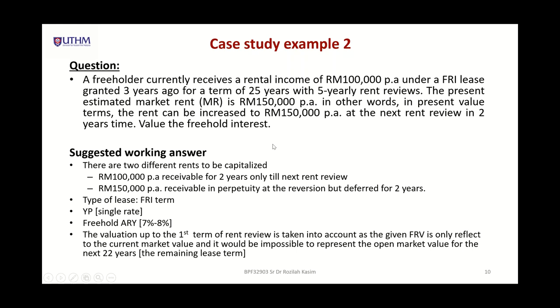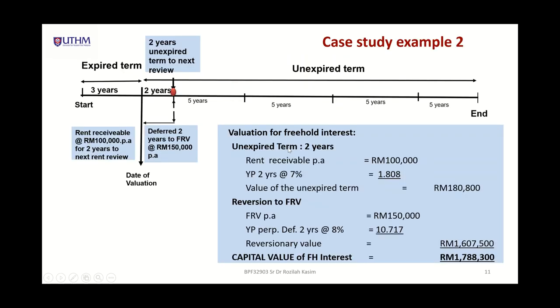So they still have 2 years to go for the next rent review, and then the landlord can receive 150,000. So in that case, we go to our diagram here. When you look at the diagram, the term of lease that they agreed is for 25 years with a 5 year rent review. So they have a 5 year rent review here.